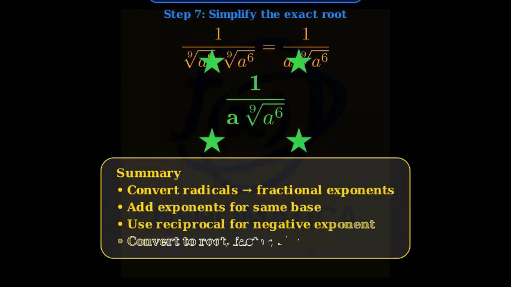Summary. We converted radicals to fractional exponents, added exponents for the same base, handled the negative exponent by taking a reciprocal, turned the fractional exponent into a root, factored inside the root, and simplified an exact root. Try a similar practice. Replace the 9th root with a 7th root and see what changes.